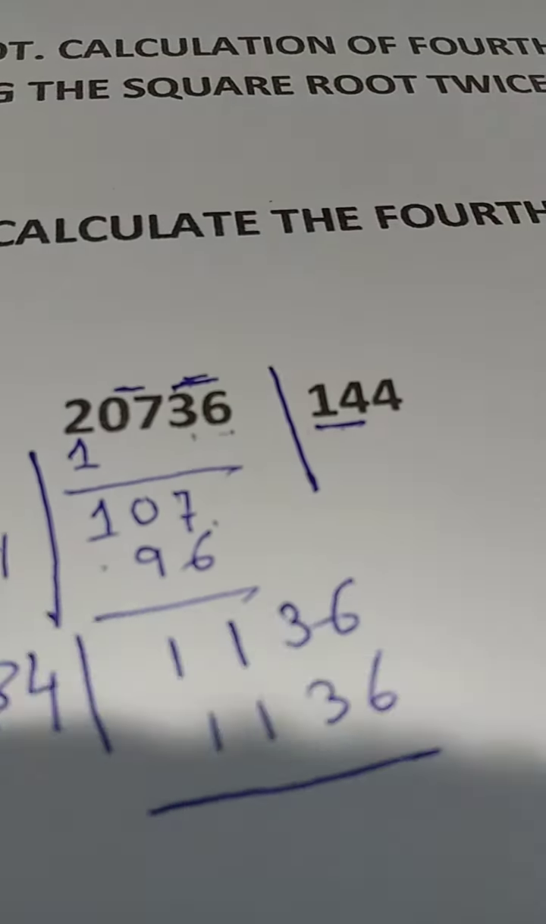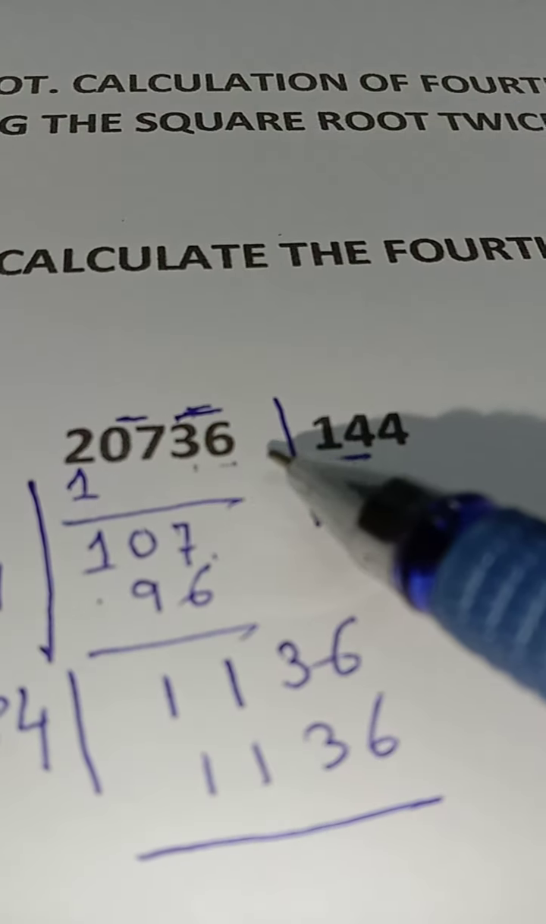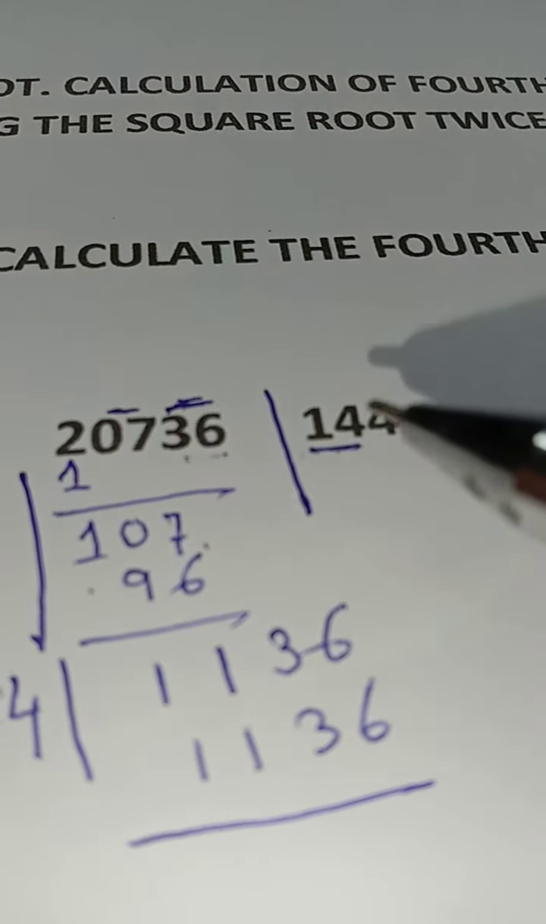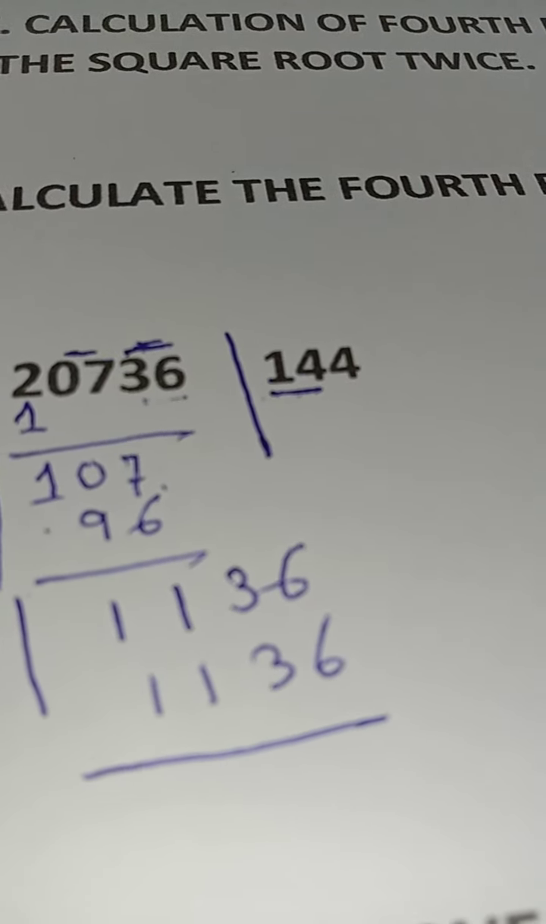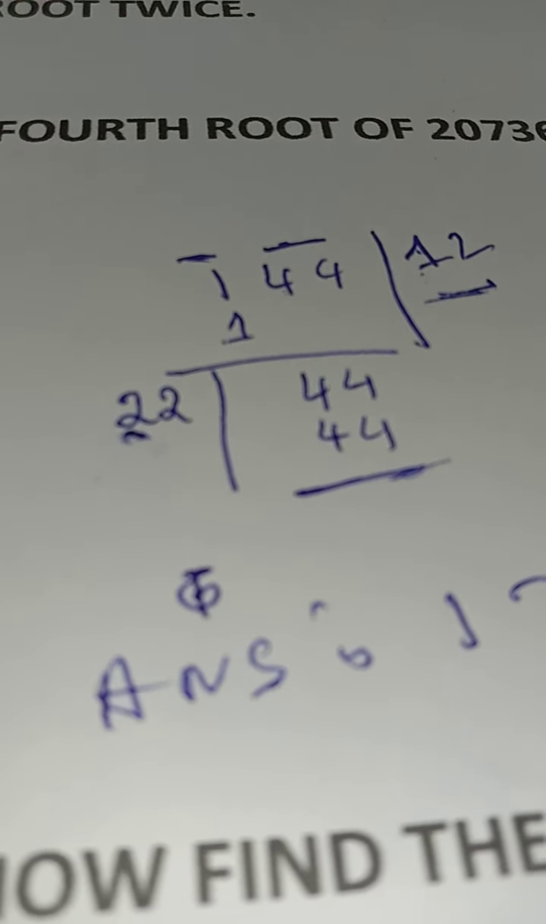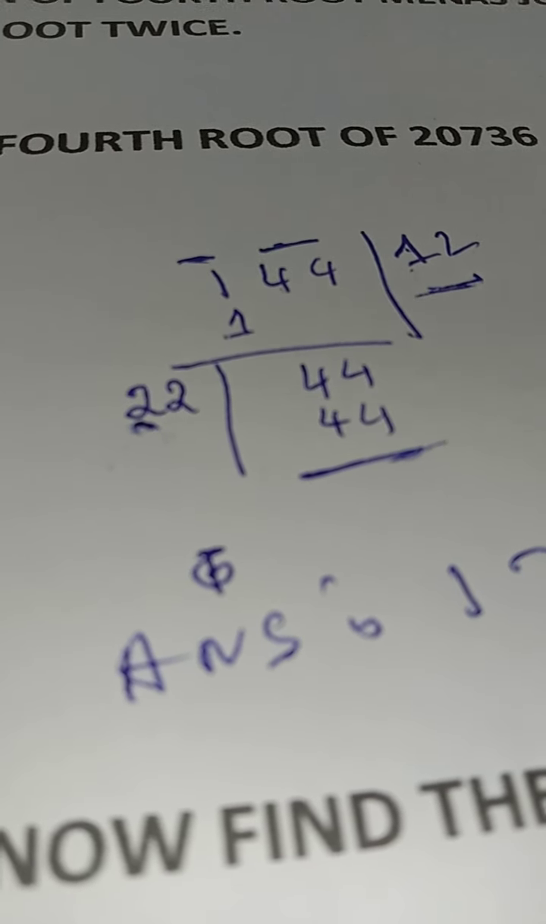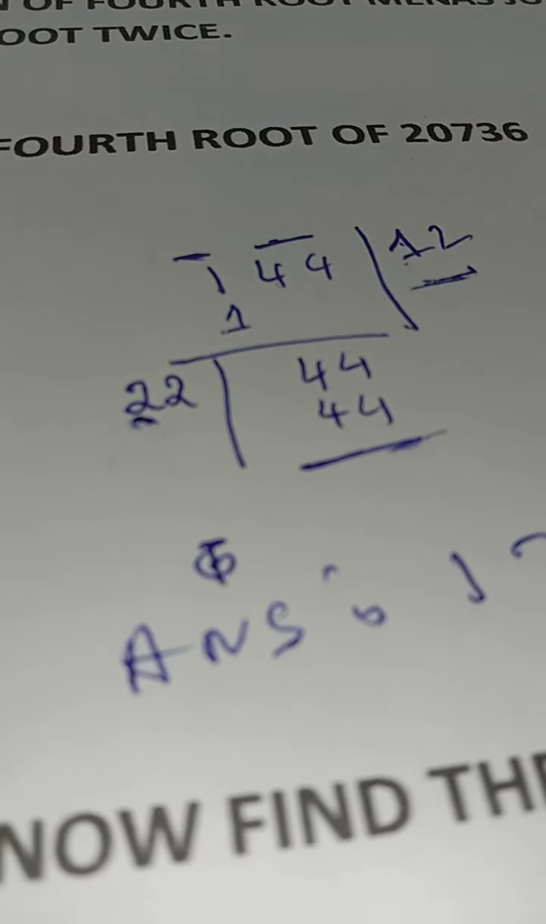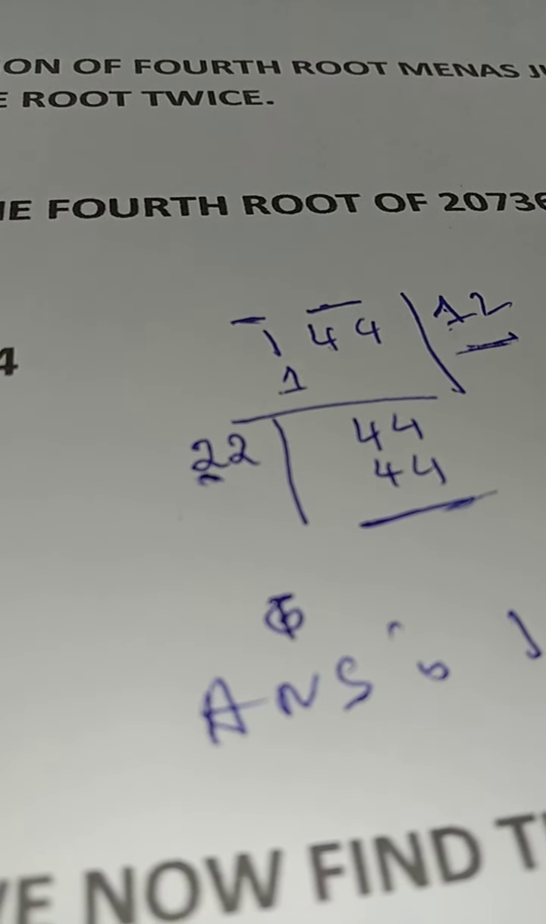You can take a 12-digit number here, no problem. Find the square root, and then the second square root will be easier to find. So this is the way of finding the square root, cube root or fourth root of any very large number. It doesn't take much time.